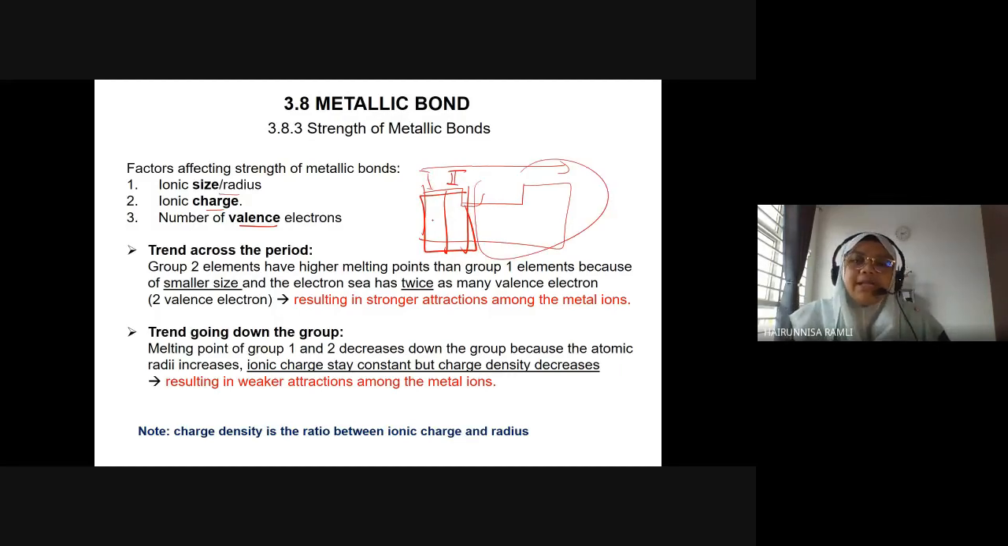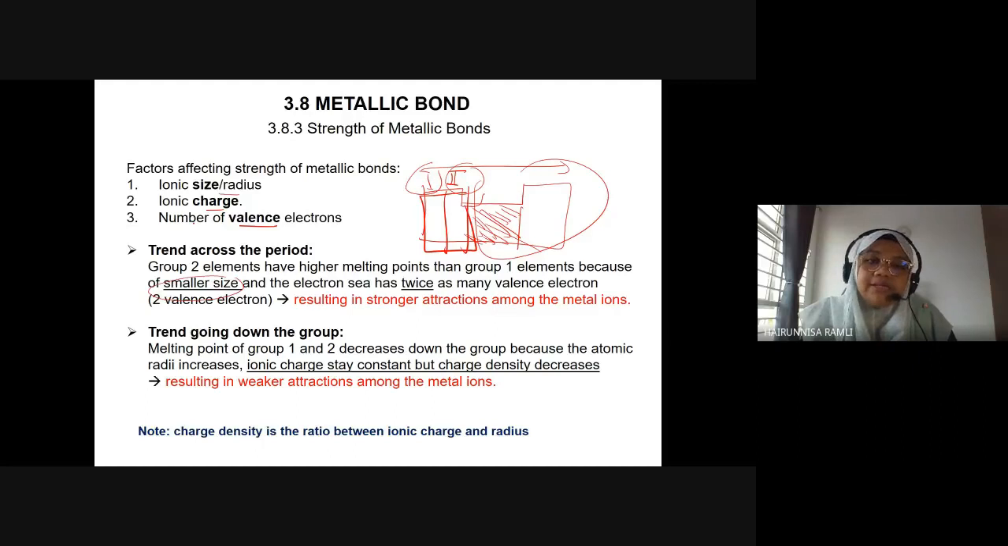So basically even kita mention about the representative element lah, tak termasuk metal dekat sini. Metal yang kat tengah tu lah. Okay, yang block D tu kan. So bila kita kata across the period, maksudnya biasanya kita akan compare between group 1 and group 2. Okay, so group 2 have higher melting point than group 1 because of the smaller size.